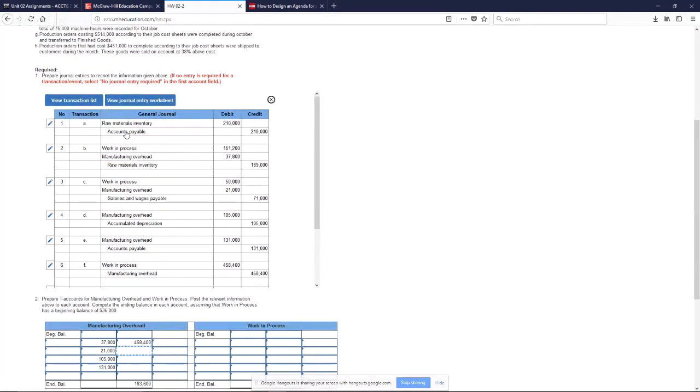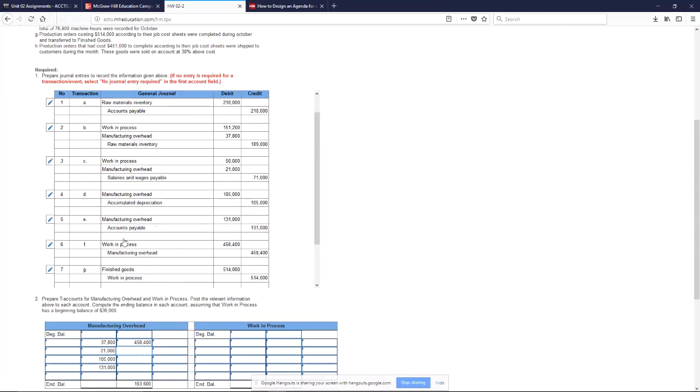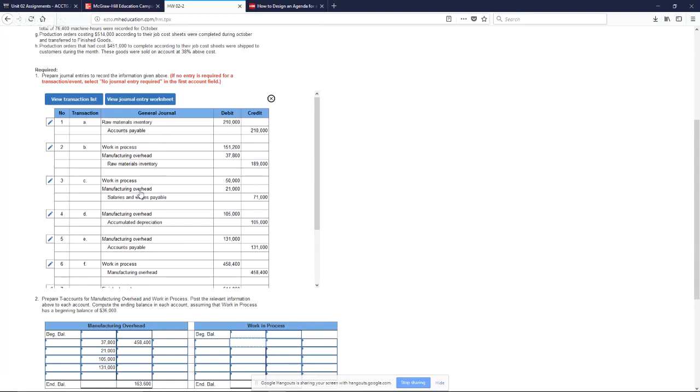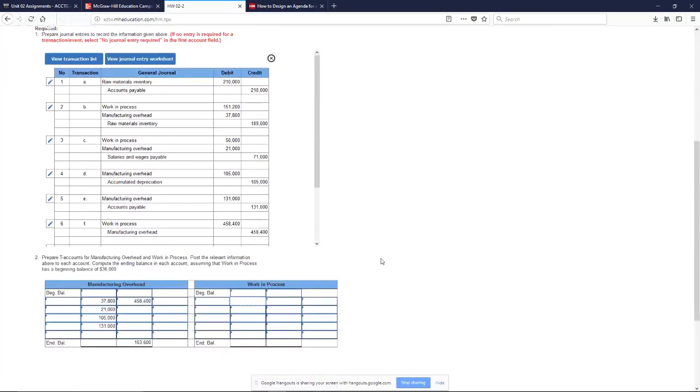Okay, so let's count just to be sure. 1, 2, 3, 4, 5. Yep, so 5 manufacturing overheads. That's what you had. Yep, 4 and 1. Okay. And then work in progress. I don't know why I have G here. It's probably wrong. Oh, no, it's not. It's right there. I see it now.